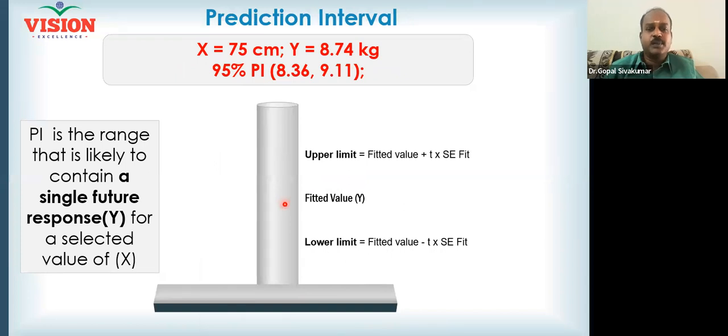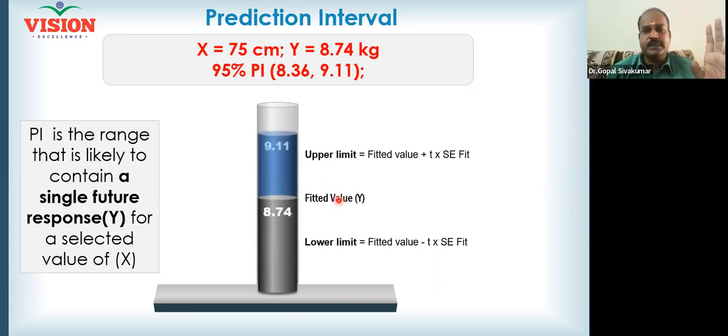All right. Now prediction interval. Prediction interval is the range that is likely to contain a single future response for a selected value. Fitted value, once again, it is 8.74. But now the prediction interval is 9.11, and then the lower limit is 8.36. The interval is 0.75. Earlier, the confidence interval was only 0.37, but here it is 0.75.